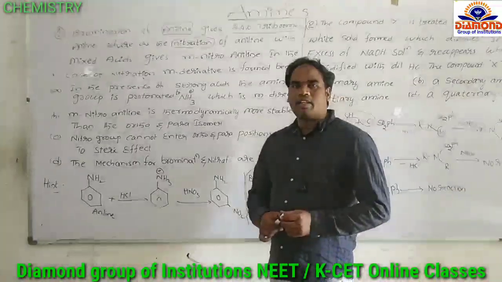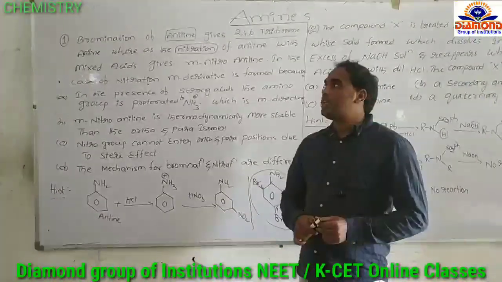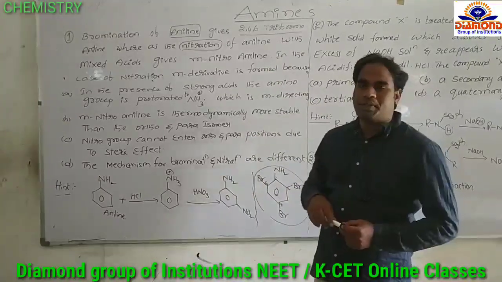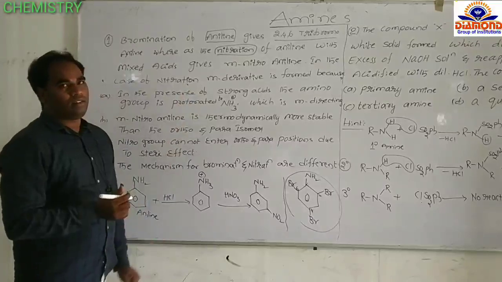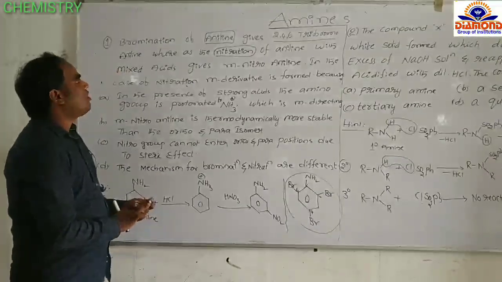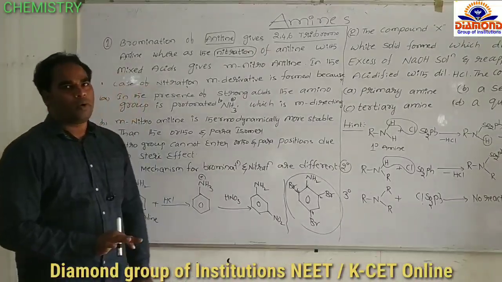Students, yesterday we already discussed aldehydes, ketones and carboxylic acids. But today's topic is amines. So here is the first question: bromination of aniline. Bromination of aniline gives 2,4,6-tribromoaniline.